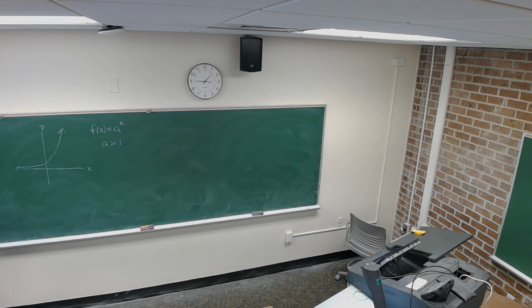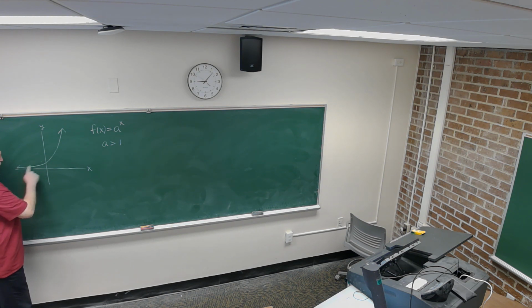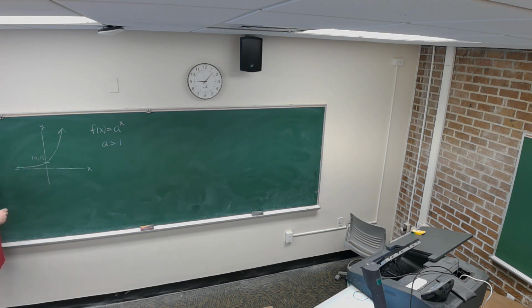If a is greater than 1, then the graph of the exponential function goes up from left to right, and it crosses the y-axis at the point (0, 1). That is the y-intercept. The graph of this exponential function passes the horizontal line test. If it passes the horizontal line test, it has an inverse function.